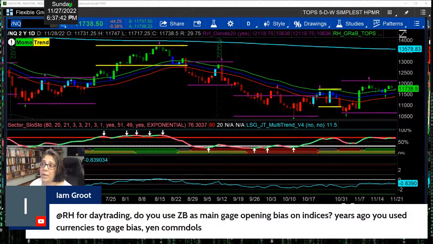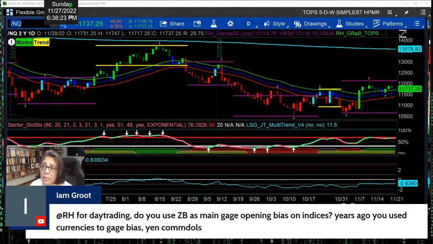All right, for day trading, do I use the 30-year bond ZB as the main gauge for opening bias on indices? No. Years ago, I used currencies to gauge bias, yen and commodity dollars. I don't want to trade the indices opposite the direction of the bonds, generally speaking, because equities usually like lower yields, right? So I'll definitely use that as a sentiment read, but the opening bias is the symbol itself, right?